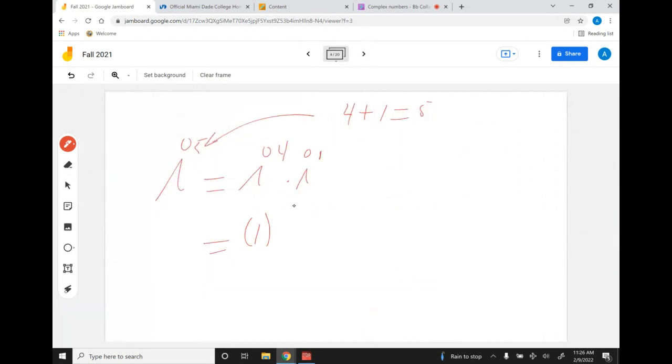Okay, so now, from before, i to the 4th is equal to 1. So this is equal to 1 times i. So the answer is i. That means that i to the 5th is equal to simply i. So this is a problem that is going to come up in Alex. Let's do one that is a little bit more complicated.